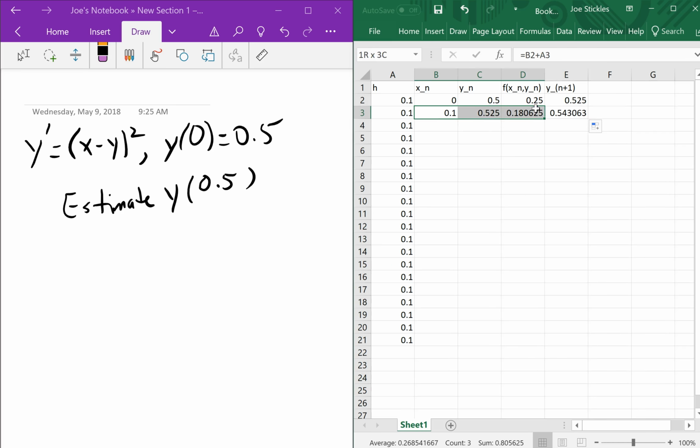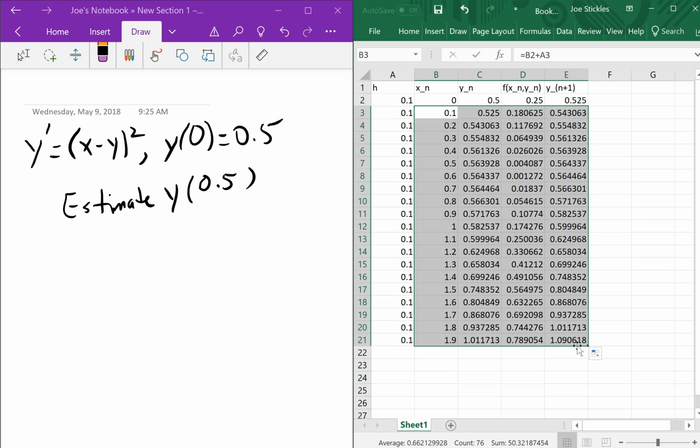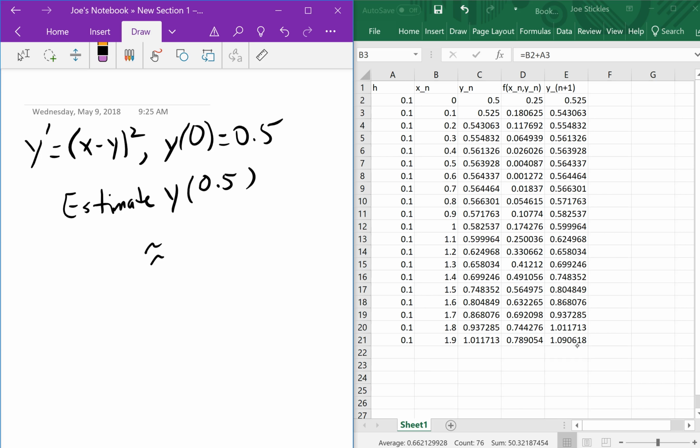And then I will grab this row and copy this whole row down. And this now gives us estimates for the y values at particular x values. What we're looking for in this problem is the estimate at x equal to 0.5. So our y value there would be approximately 0.5639, roughly.